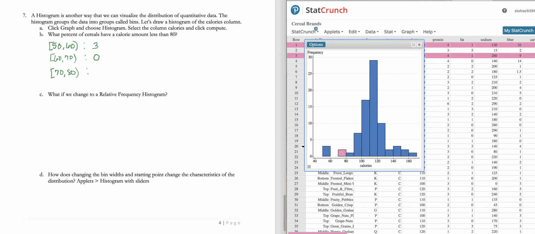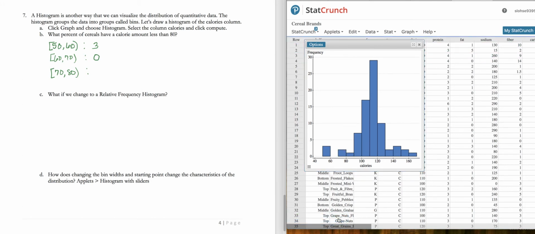Yeah, frequency of 2. Notice when I clicked on it there, those bars actually turn a color. If you don't like that, let me bring the bottom of the screen up. You can click here to clear the coloring that's been done. Okay, so that was a count of 2, so that means we have a total of 5 cereals that have a calorie amount less than 80.